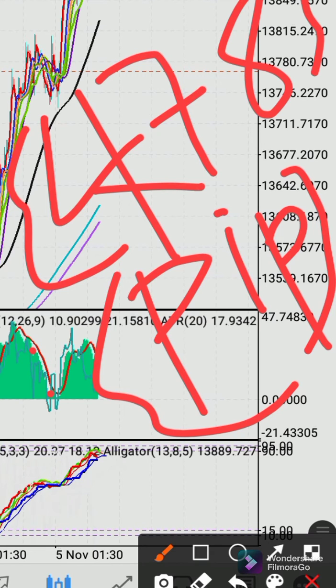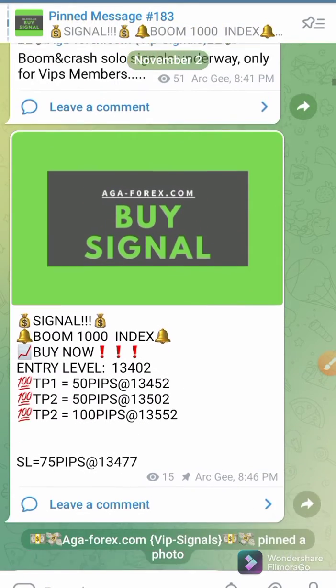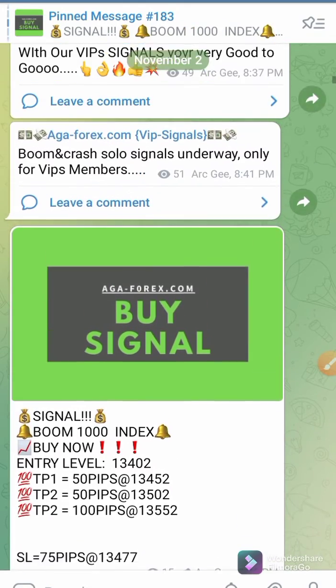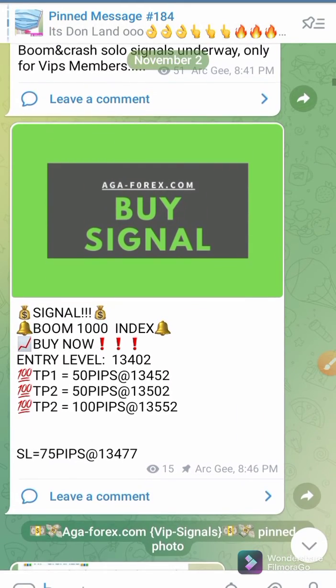So I did not show you the signal. Let me go back and show you the signal. This is 2nd February. Look at it. The date is the flames on top of my screen.